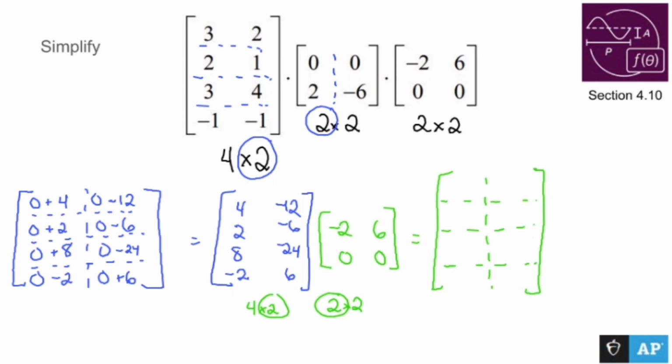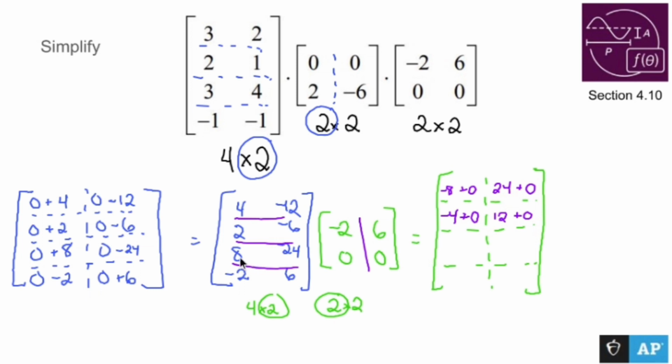You split the first matrix up by rows, the second matrix up by columns, and then you do exactly what we did up here. 4 times negative 2 is negative 8. Negative 12 times 0 is 0. First row, second column: 4 times 6 is 24. Negative 12 times 0 is 0. Second row, first column: 2 times negative 2 is negative 4. Negative 6 times 0 is 0. Second row, second column: 2 times 6 is 12. Negative 6 times 0 is 0.